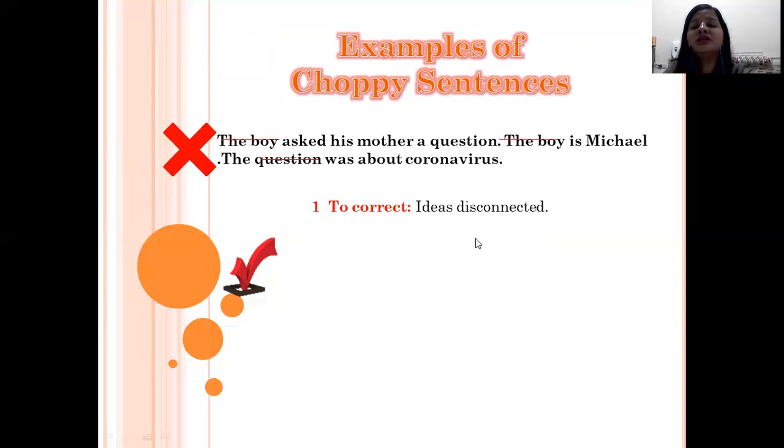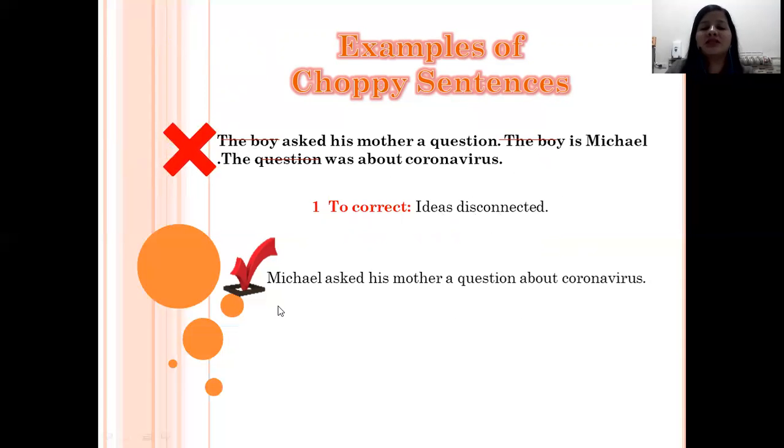To correct this, we try to minimize the words that are repeated and make a sentence that has the ideas connected. Michael asked his mother a question about coronavirus. This is the correct way to write these sentences, okay?